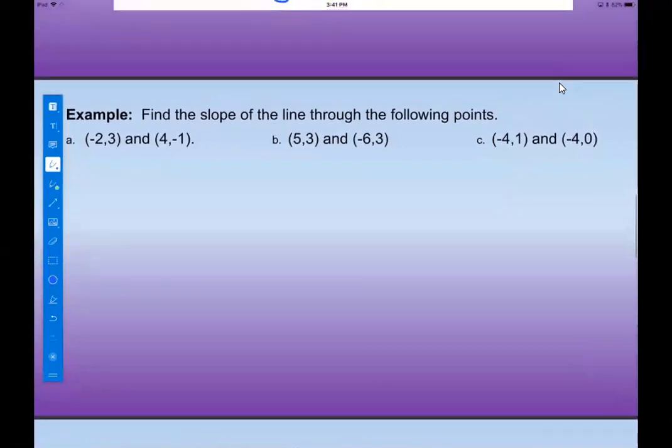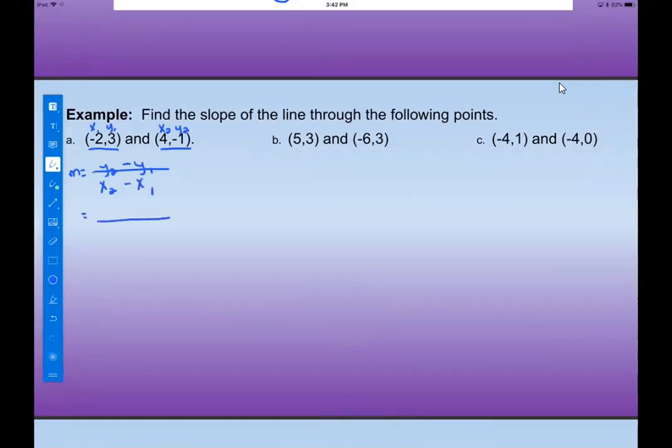So the first example is to find the slope of the line through the following points. Let's label, this is x1, y1, x2, y2. Keep in mind those subscripts, all that tells me is that this is point 1 and that this is point 2. So we're going to substitute this into our slope formula. I'm going to write it out.